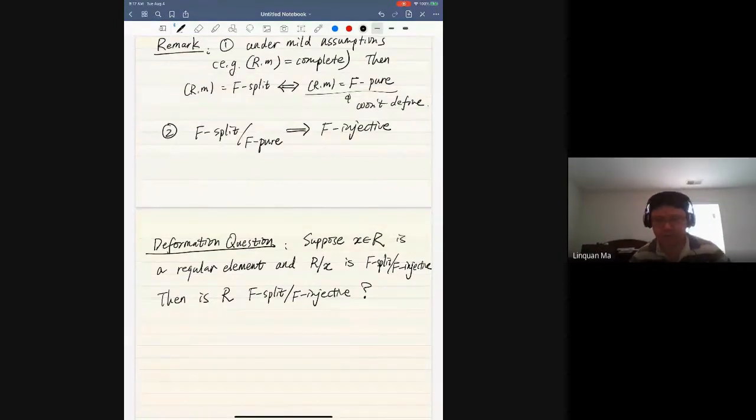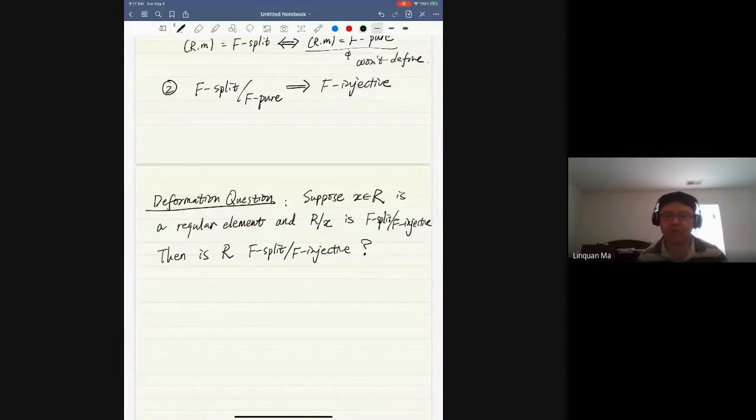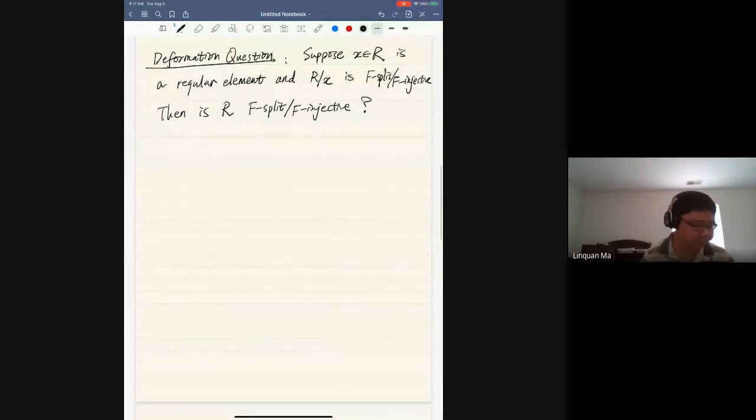Of course, this question has some geometric meaning. If you have a family over a curve, and you want one of the special fibers to have F-split or F-injective singularities, then the question is really whether the fibers near that special fiber have the singularities that you expect. But anyway, I want to focus on the algebraic side. So this is the purely algebraic formulation of the deformation question.